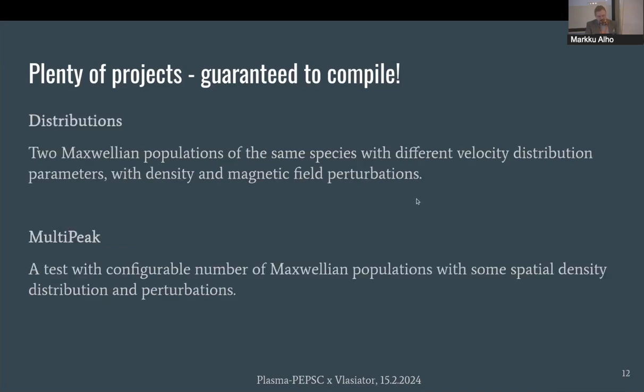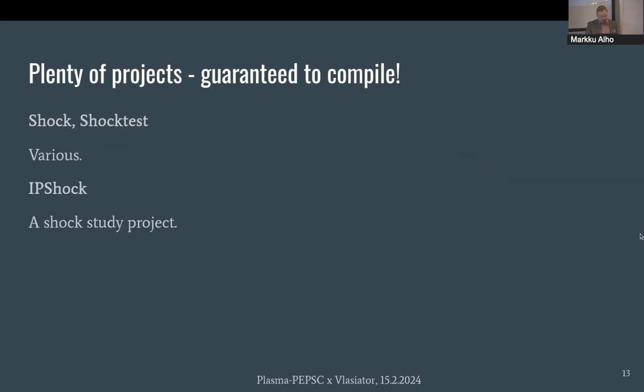And then there are examples which have multiple Maxwellian distributions in velocity space with some perturbations. These might be interesting for some basic plasma physics, and various different shock setups, which I don't actually know that much about, and there's scarce documentation on these.